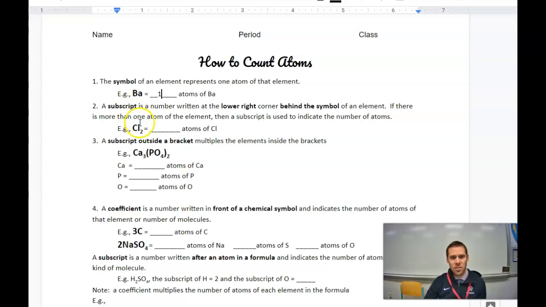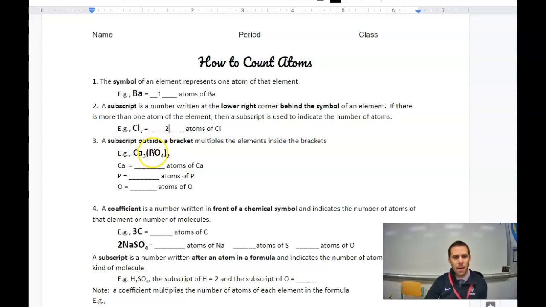The next one, I do have a subscript. That is the number that is in the lower right-hand corner of an element. And this tells us how many atoms of Cl do I have. So that would be chlorine. So it tells me that I have 2 atoms of chlorine.